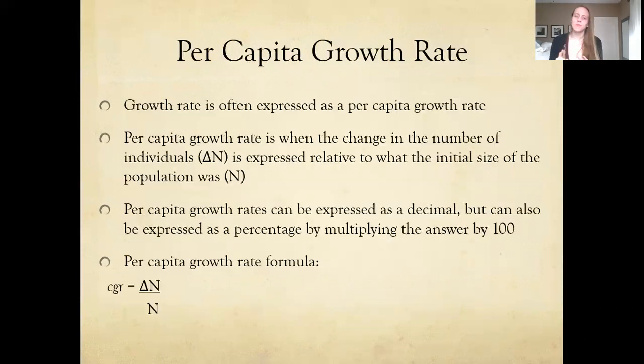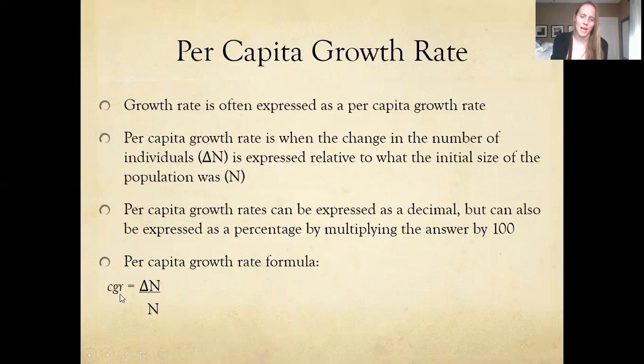Okay, so we talked about what growth rate is, which is the change in the number of individuals divided by the change in time. But per capita growth rate is actually more useful most of the time. So per capita growth rate is the change in the number of individuals divided by the number of individuals you start off with. We can express this as a decimal or multiply it by 100 to turn it into a percent. And this is the formula at the bottom here.